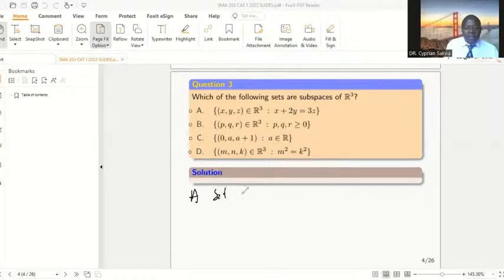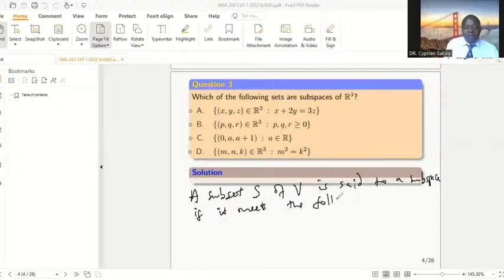A, let me call it even a subset. A subset would be okay. A subset S of V is said, I'm just giving you the definition, to be a subspace if it meets the following conditions.